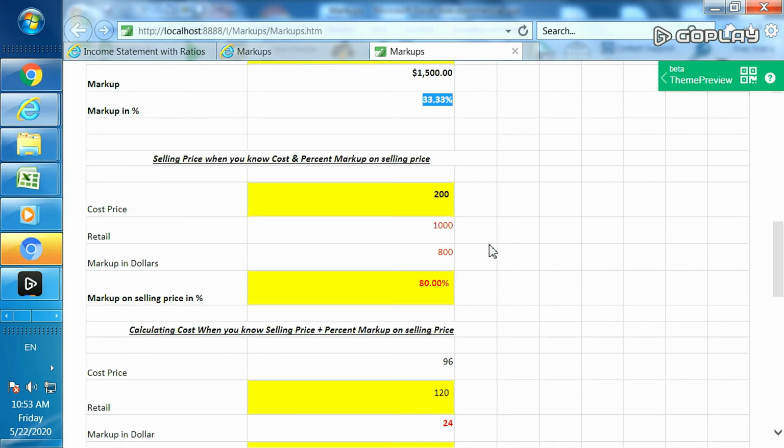Then if you know what your cost price is and your markup on selling prices in percentage, should you need to know what your retail is and what your markup in dollars is, you can figure that out using this calculator. So let's say your cost price, the price that you actually start off with, is $300 on a certain item, and the markup on the selling price. Now, notice this is markup on the selling price, not markup on the cost price.